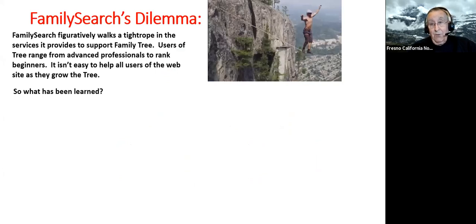Okay, so FamilySearch really has a dilemma. And this became very apparent in 2012 when they introduced New FamilySearch. FamilySearch has learned they have to walk a tightrope, because they have people from advanced professionals to rank beginners using their site. And they found that everybody doesn't use the site with the same degree of precision. And so they came into some real problems.